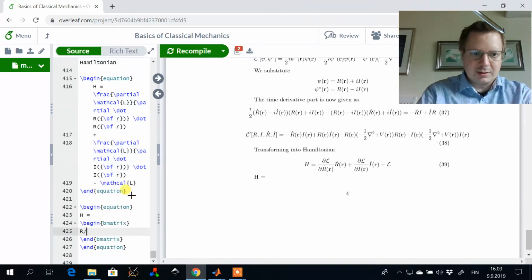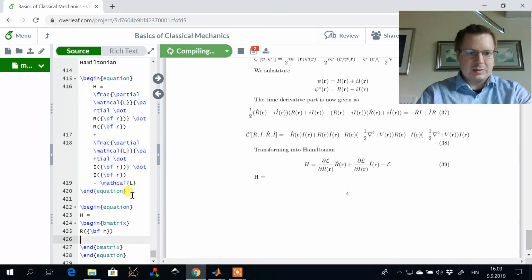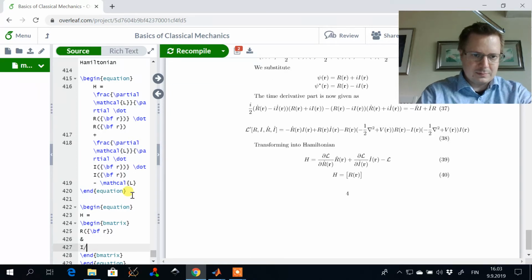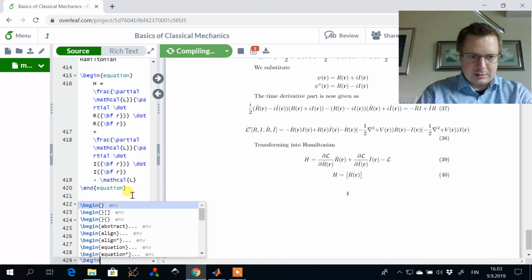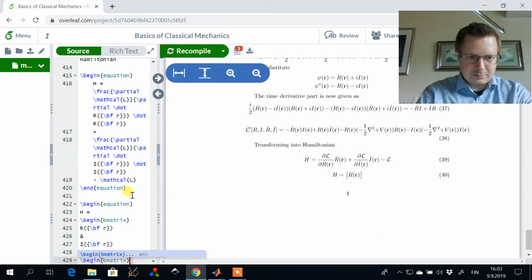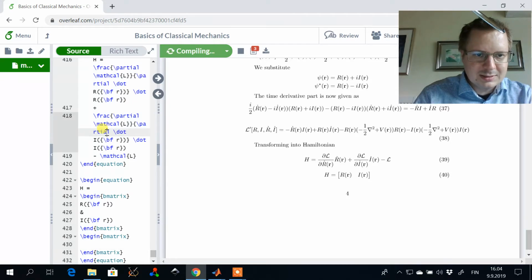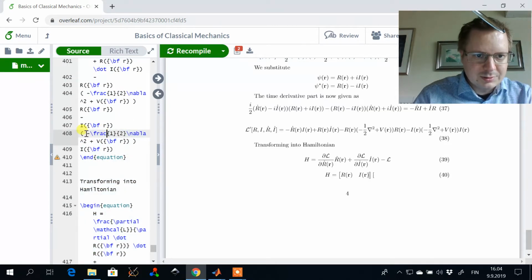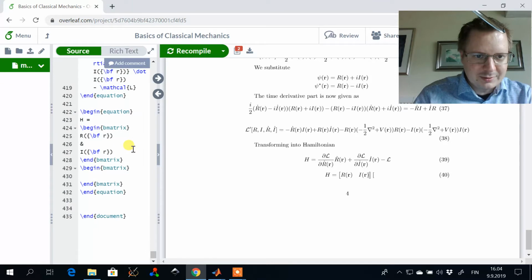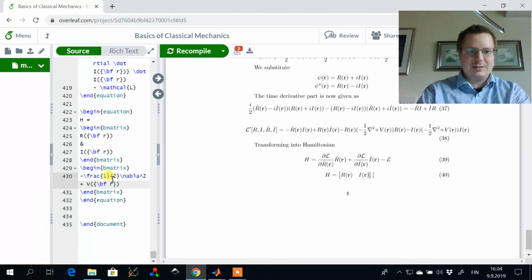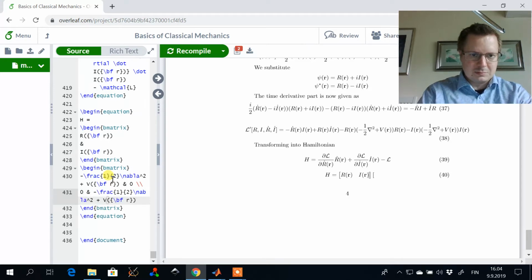So we have R, and we have I, and then we have the Hamiltonian, and the Hamiltonian will have just the kinetic energy operator and potential energy operator in its diagonal, like so.